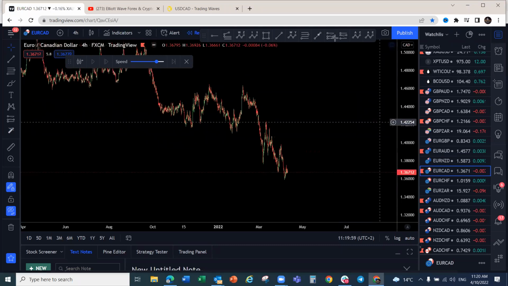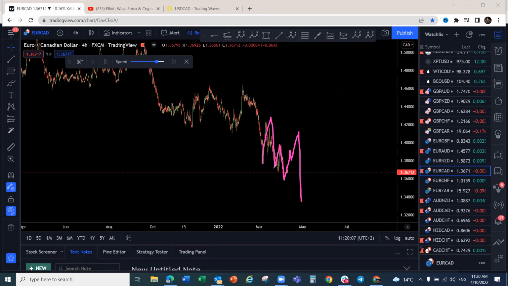Then we've got here Euro CAD. Euro CAD, will it give us that pullback that we're getting from the other euro pairs? 1, 2, 3 here around this level will give us a running flat if we get to that place, and then we look for that to continue to the downside.